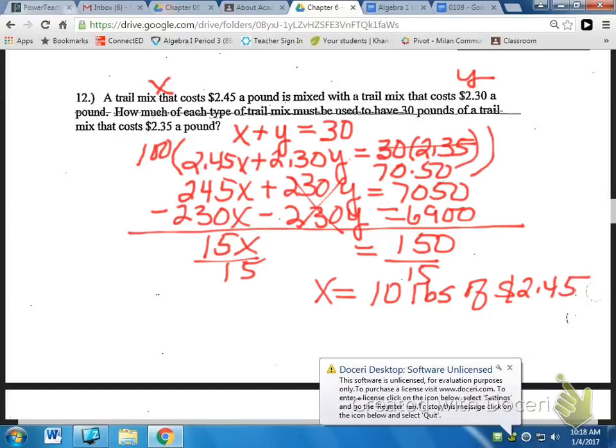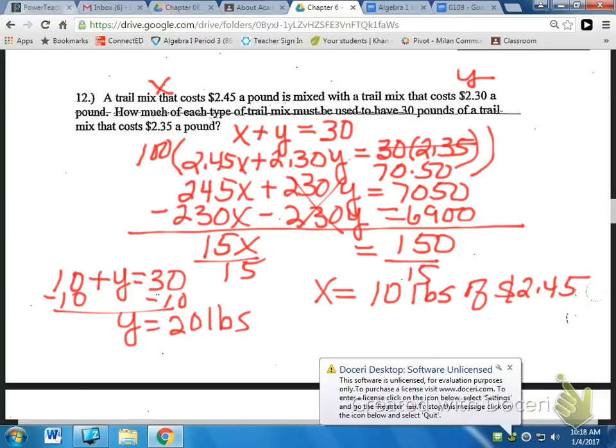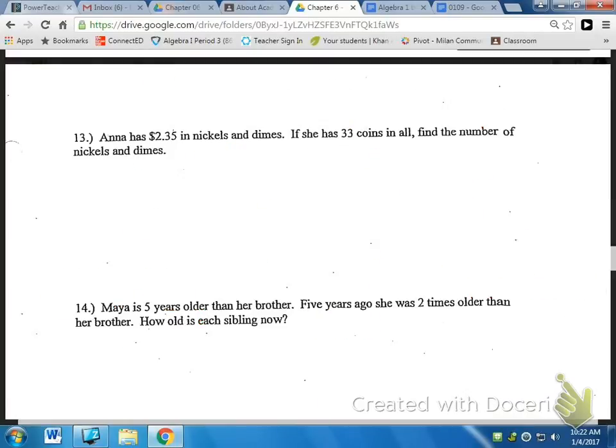How can I find the y amount? Kind of what we did before. I'm going to plug it in. 10 plus y equals 30. Subtract 10. So the y is 20, so that means 20 pounds of the 2.30 amount. Questions about that? All right, looking ahead to number 13.